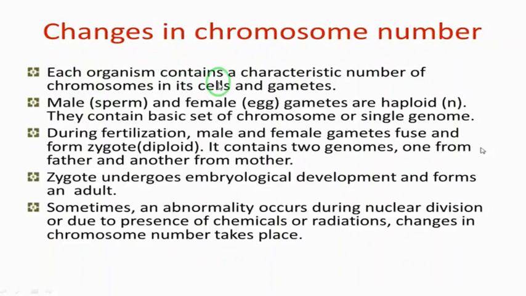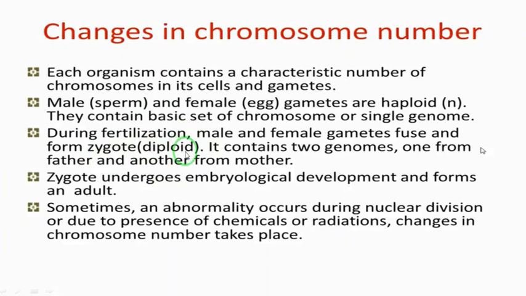Second type is changes in chromosome number. Each organism contains a characteristic number of chromosomes in its cells and gametes, that we all know. Male and female gametes are haploid. Male gamete is a sperm, female gamete is an egg. They are haploid, n. They contain a basic set of chromosomes or a single genome. During fertilization, male and female gametes fuse and form zygote.